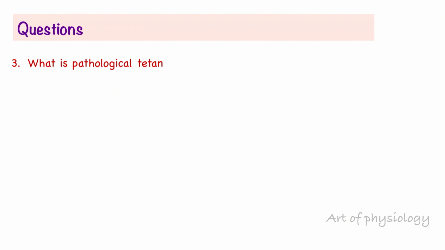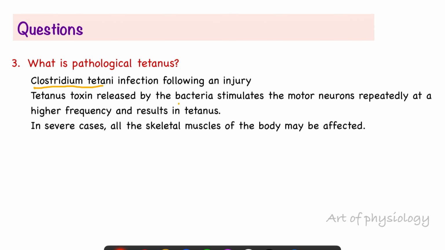Then, what is the pathological tetanus? It is the Clostridium tetani infection followed by an injury. Here, tetanus toxin is released by this bacteria called Clostridium tetani. This will stimulate our motor neuron repeatedly at a higher frequency and there will be continuous contraction. In severe cases, all the skeletal muscles of the body will be affected. So this is the pathological tetanus. You should know what is tetanus, what is tetany, and what is pathological tetanus. All these three terms you should know.